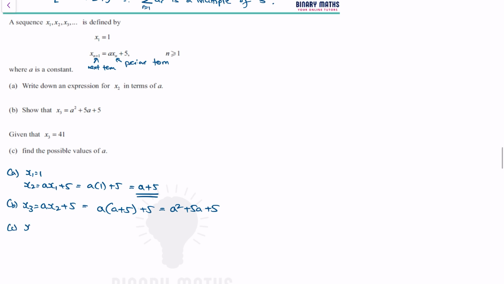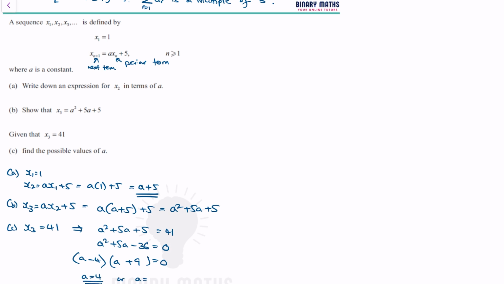C, given that x3 is equal to 41, that means we have an expression for x3: a squared plus 5a plus 5 is equal to 41. If I take the 41 to the other side, I get a squared plus 5a, 5 take away 41 is minus 36, is equal to 0. I need to factorize this, which is a and a. Negative 4 times 9 gives me negative 36. And I get minus 4a plus 9a, which is 5a, which means a is equal to 4 or a is equal to minus 9.